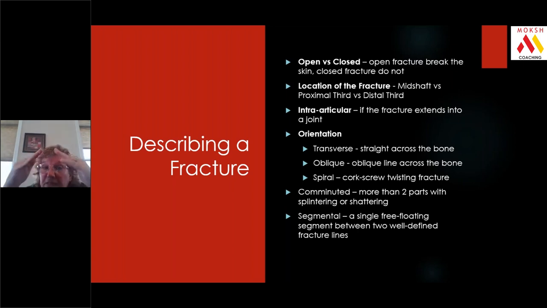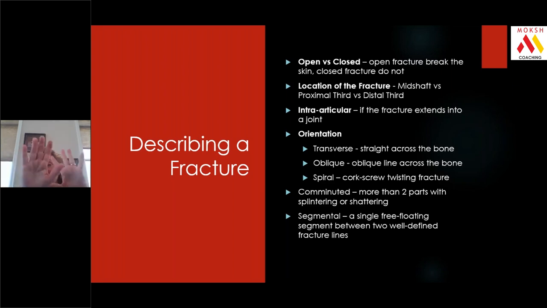When you are looking at that, that's the first thing you have to decide. We completely manage open fractures differently than closed fractures. Open fractures have a much higher risk of infection. And so the bacteria from the outside can go through that hole and get into where the bone is and cause a much more serious situation. So we like it being closed.